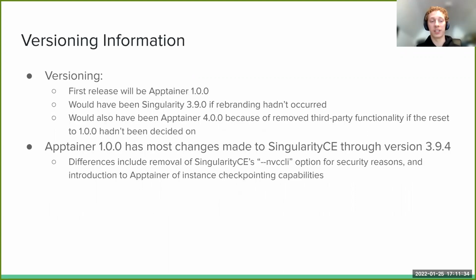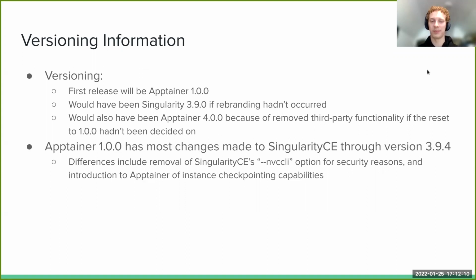So before I get into the release really quickly and its features, just a quick digression about how the versioning of the new Apptainer is going to work. The first release is going to be Apptainer 1.0.0. This Apptainer 1.0.0 release would have been open source Singularity 3.9.0 if the rebranding hadn't occurred. But because the rebranding has occurred, this is now a new path. It would have also been Apptainer 4.0 because there was some removed third-party functionality, some major stuff taken out, if the reset to 1.0 hadn't been decided on.